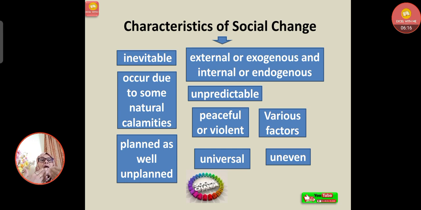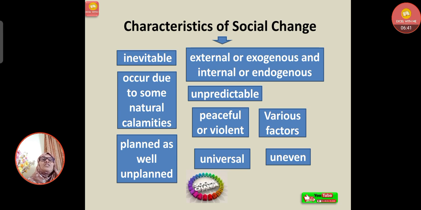Now, social changes can happen anytime. There won't be any particular time. Anytime it can happen. Effect of various factors can be varied, and these cannot be predicted in advance. Therefore, it is unpredictable. Then any revolution or any experiment, both can bring changes in society. Therefore, social change can be peaceful or sometimes violent also.